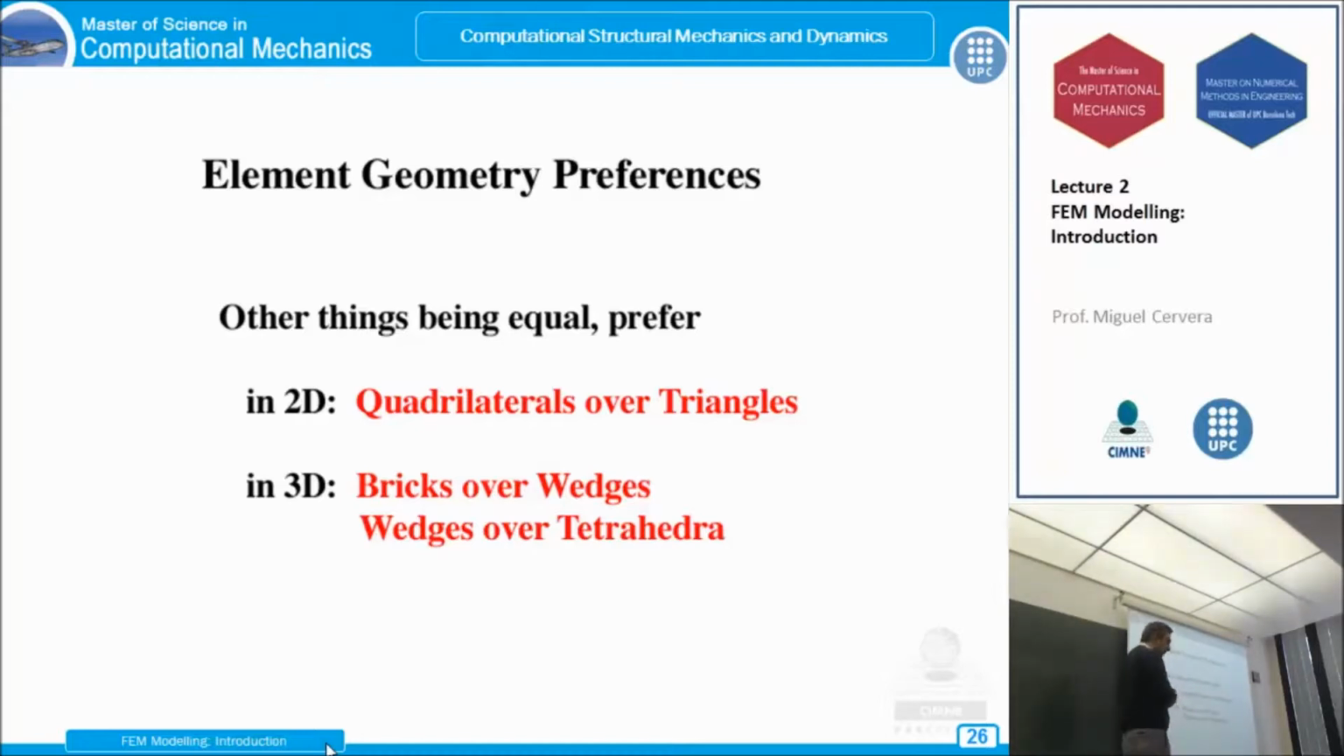Now, because we have triangles and we have quadrilaterals, because we have tetrahedrons and we have bricks and we have wedges, other things being equal, prefer in 2D quadrilaterals over triangles, and in 3D bricks over wedges and wedges over tetrahedra. We will discuss this later on. Why do engineers prefer quadrilaterals over triangles and bricks over wedges and wedges over tetrahedra? Mathematicians would say that there is no such good reason to prefer this. Okay? We will discuss it with examples.